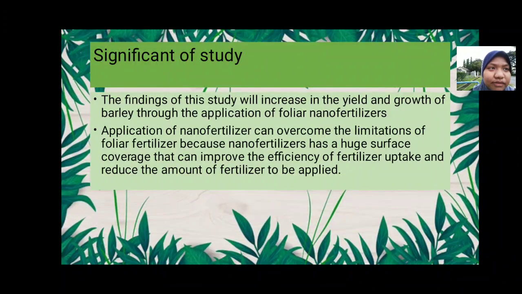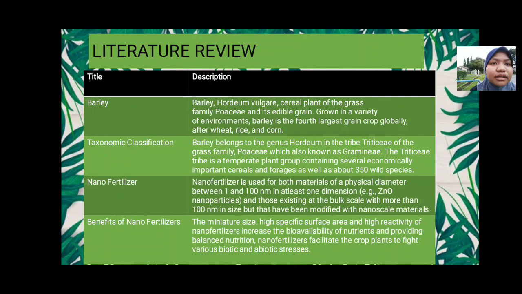For the significance of the study, the findings will increase the yield and growth of barley through the application of foliar nanofertilizer. The application of nanofertilizer can overcome the limitations of foliar fertilizer because this fertilizer has a huge surface coverage and can improve the efficiency of fertilizer uptake and reduce the amount of fertilizer to be applied.